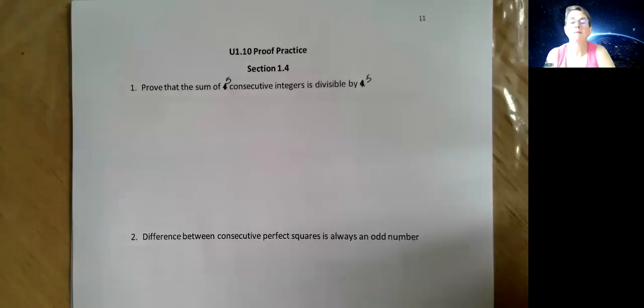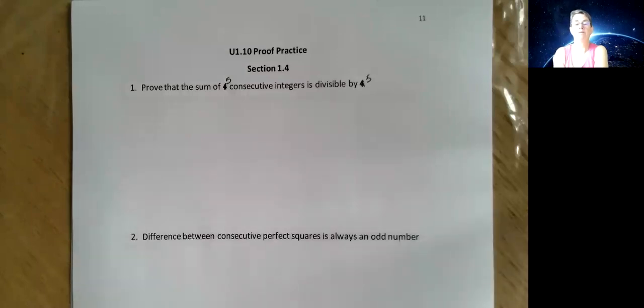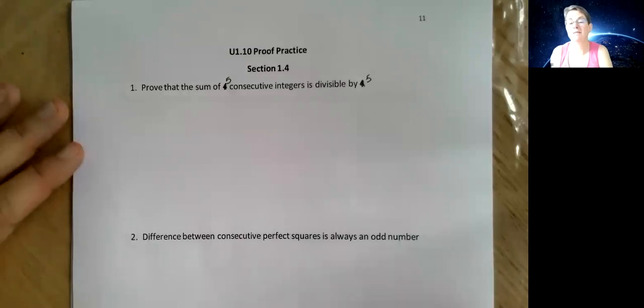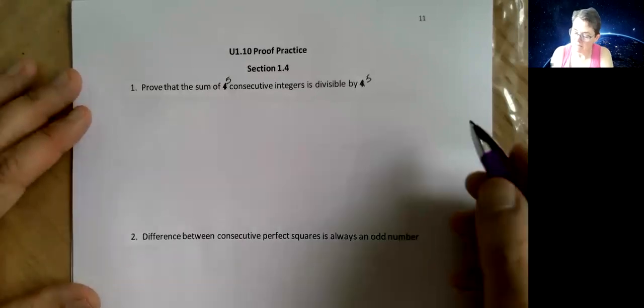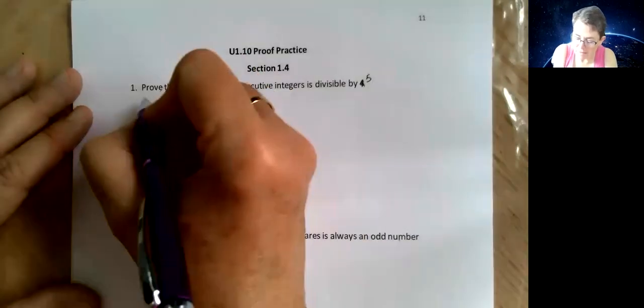Hi there, this is video 1.10 and we're going to do some practice proofs. There's a typo on that first question, so I fixed it and it's probably going to be fixed on yours. All right, prove the sum of 5 consecutive integers is divisible by 5.